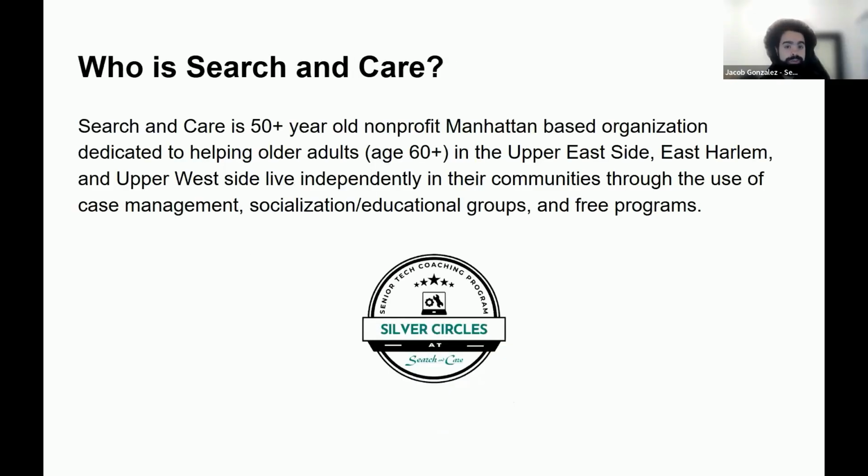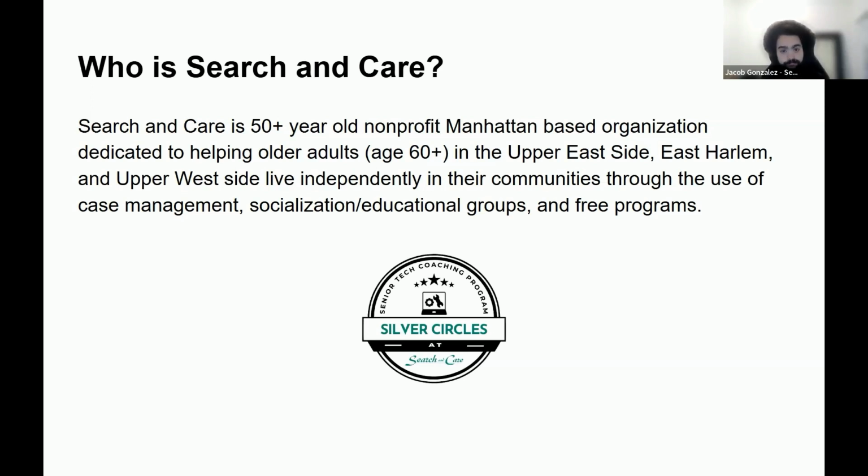But first things first, just a little reintroduction about who Search and Care is, who we are as an organization. We're a 50-plus-year-old nonprofit agency dedicated to helping older adults live independently in their local communities through our case management, socialization, and educational groups and programming. And all of our services are free.